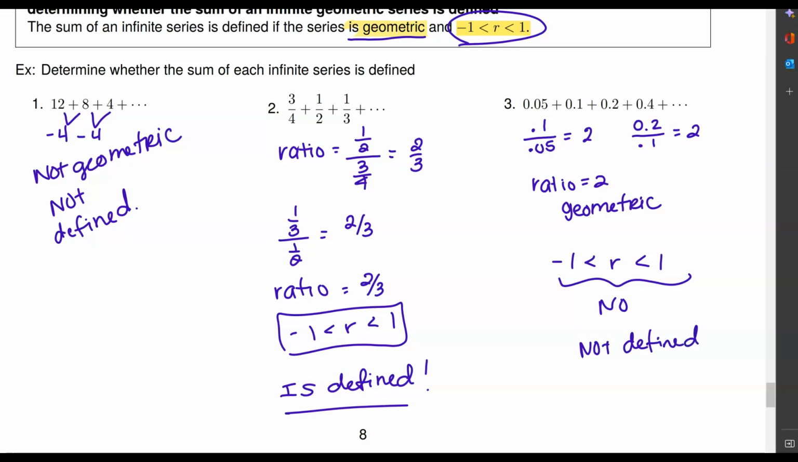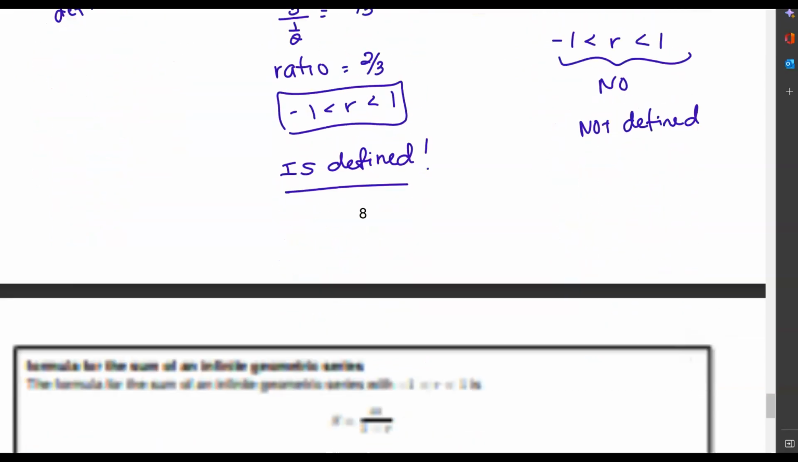Okay, so it needs to meet both of those. It needs to be geometric, and then that rate of change needs to be between -1 and 1. That ratio needs to be between -1 and 1.